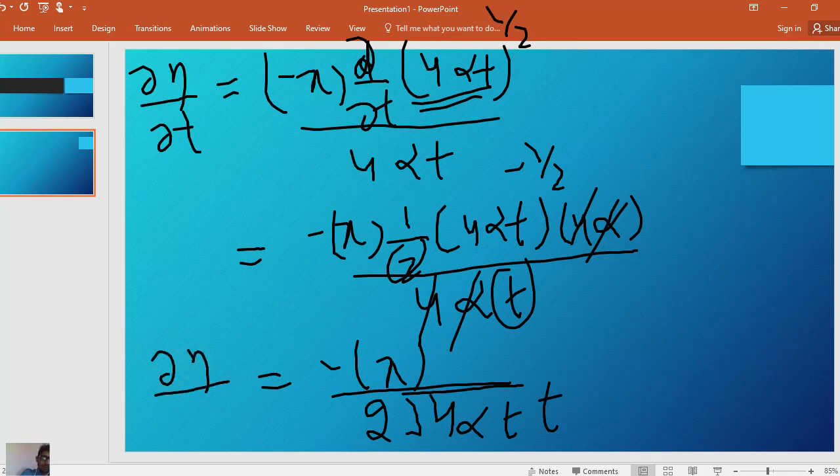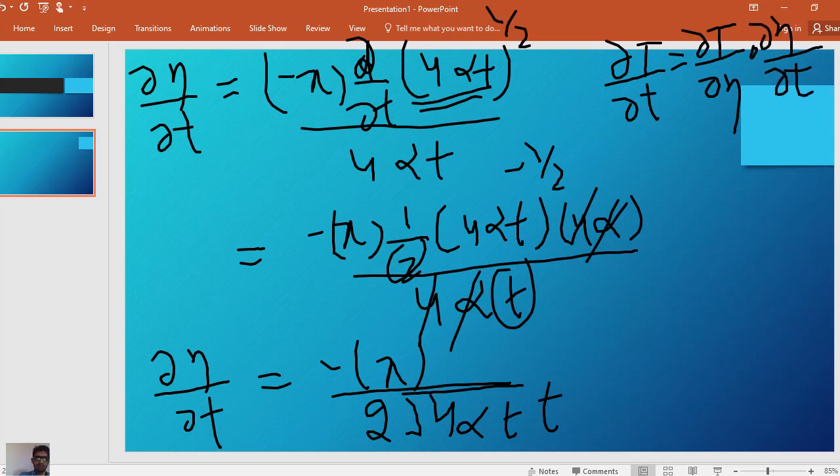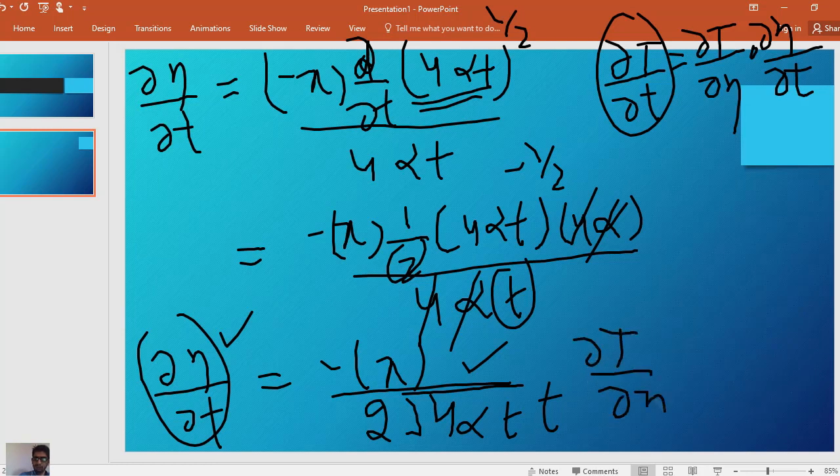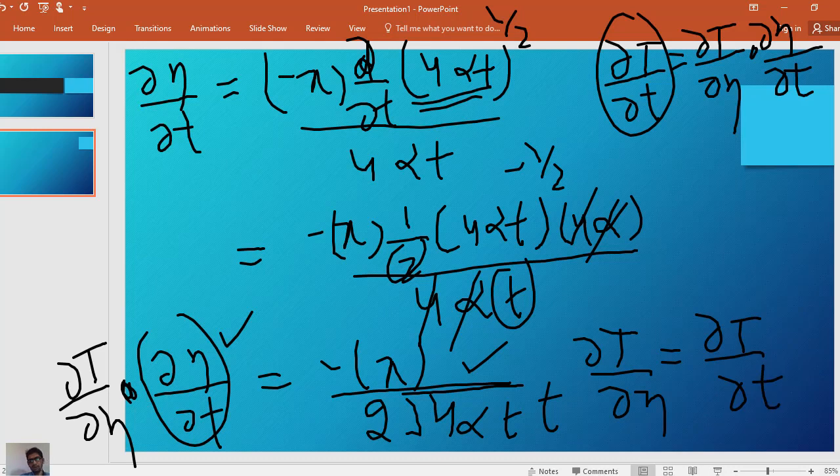So this number is d eta by dt, but you know that the right hand side was dT by dt, which is nothing but dT by d eta into d eta by dt. So d eta by dt is this number. Multiply this d eta by dt with dT by d eta, and we will get dT by dt. This is the right hand side of equation 1.